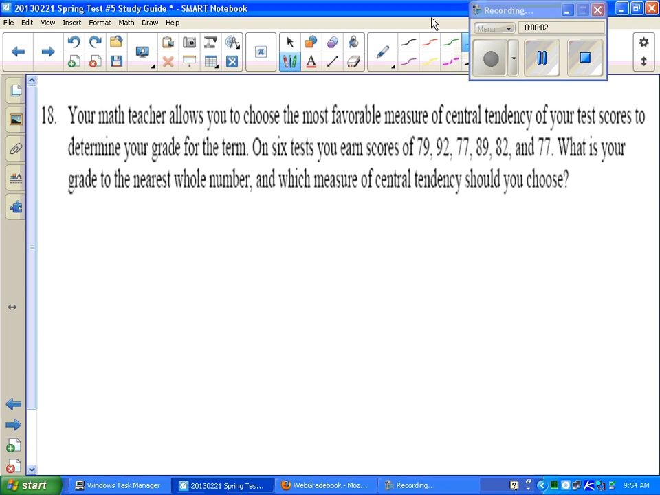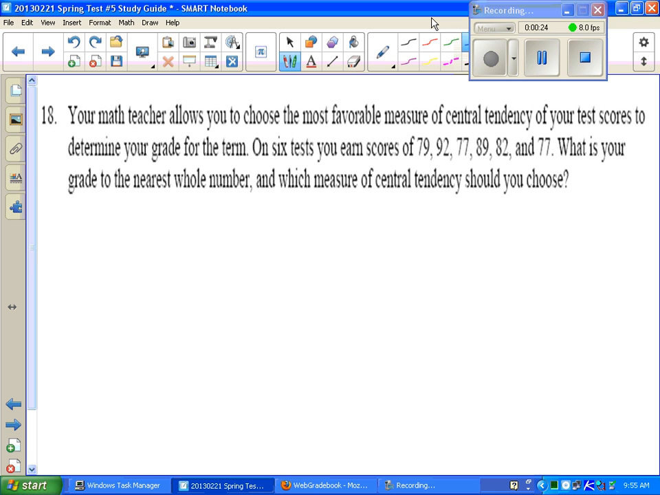This is our spring test number 5. We're responsible for sections 1-1 through 7-1. We introduced in 7-1 graphing equations to find the answer to systems, or to find a value for systems. This is part 3 of 3 parts for this study guide. Number 18 is where we're picking up.